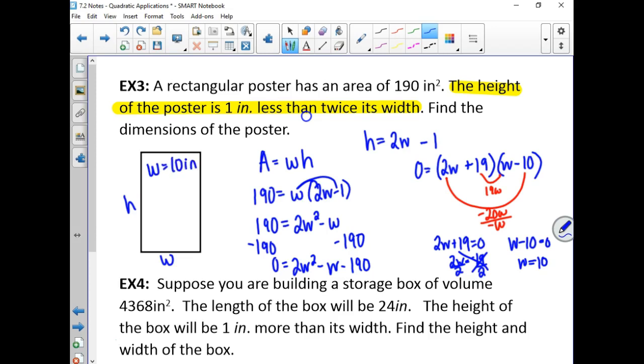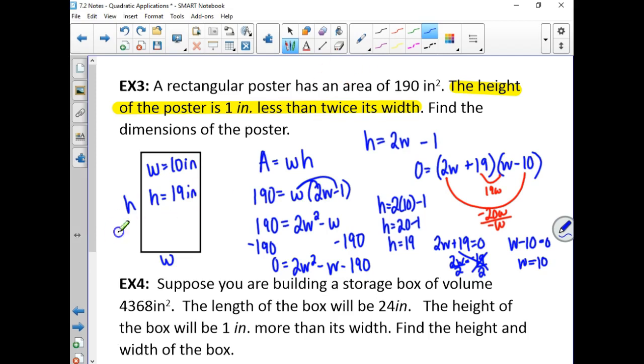And my height is 2W minus 1, so I will say H equals 2 times 10 minus 1, so H equals 20 minus 1, so I get a height of 19 inches. So the width of the poster is 10 inches, the height is 19 inches. Those are my dimensions for this poster.